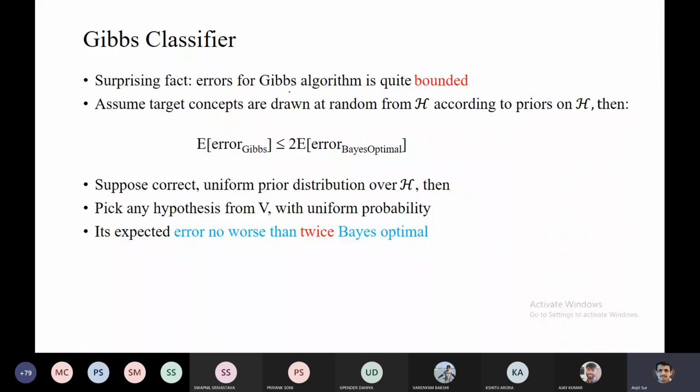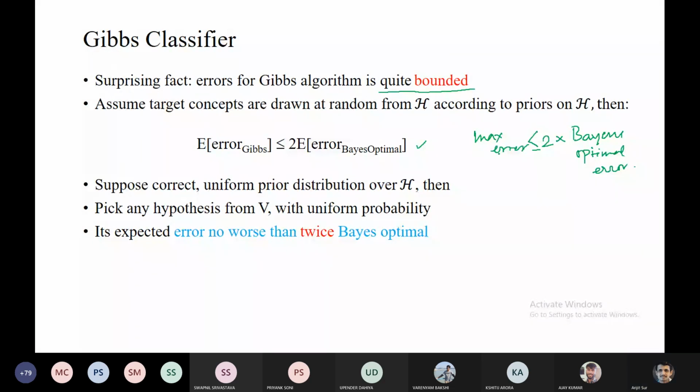The error of the Gibbs algorithm is quite bounded. Even if we take a single approximation, just one, assume a target concept is drawn from H according to the prior of H, then the error of Gibbs is less than or equal to 2 times the error of the Bayes optimal classifier. So maximum error is less than or equal to 2 times the Bayes optimal error. This is a huge thing.